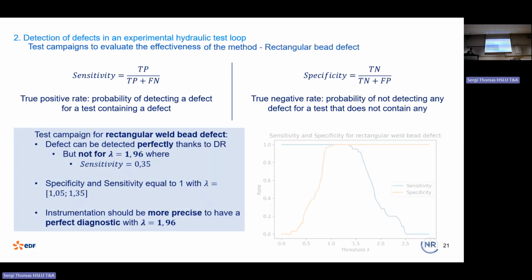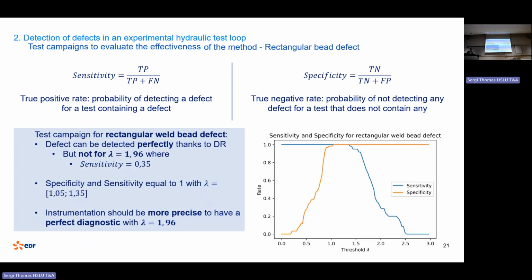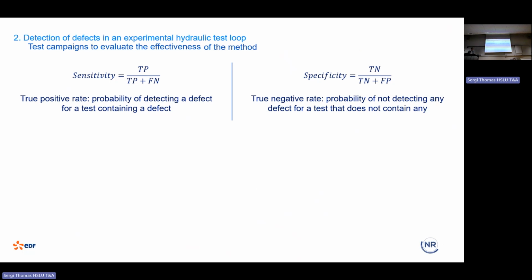If we take another test campaign, another defect, we see that there is still a perfect diagnosis, but with the standard threshold of 1.96, we would only detect about 35% of the defects. So with the current instrumentation on the test loop, we would only detect those 35% of the defects. So we see that with a fixed instrumentation, the threshold lambda has a great impact on the diagnosis.